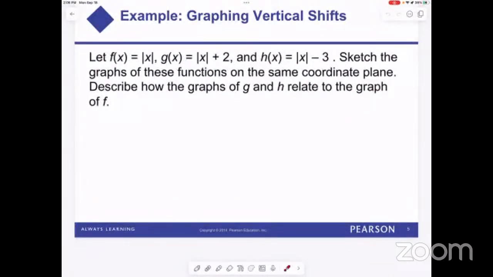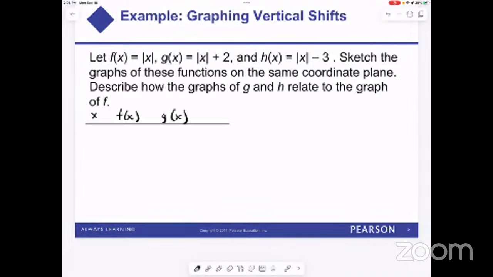So here, let's start by making a table and plotting some points. I'll start with the horizontal bar. We have x, f of x, g of x, and h of x. I'm just going to choose several values of x. Let's let x be -3, -2, -1, 0, 1, 2, 3.